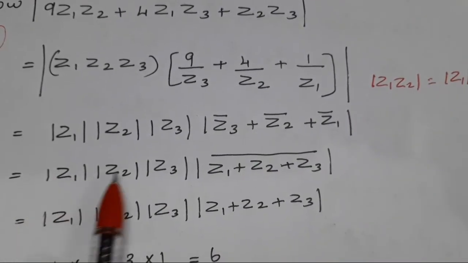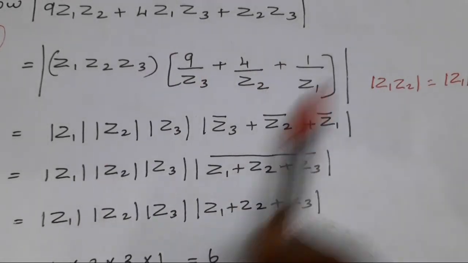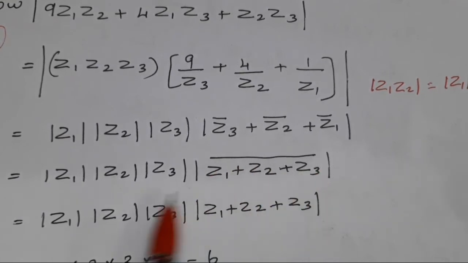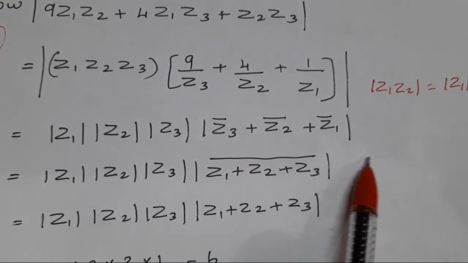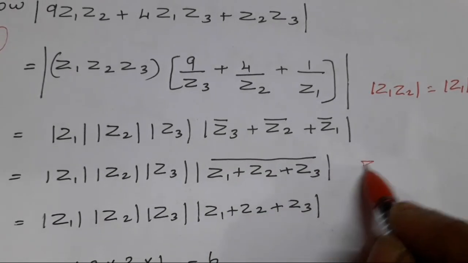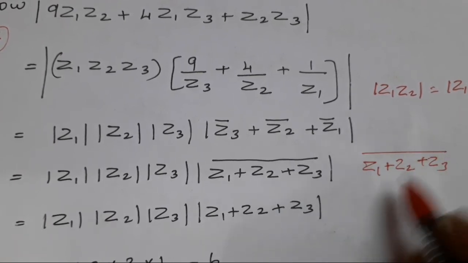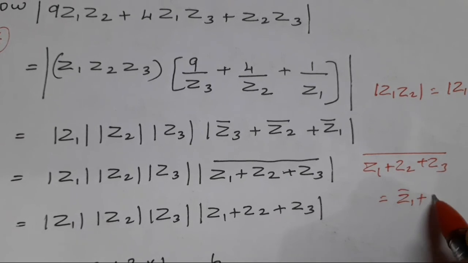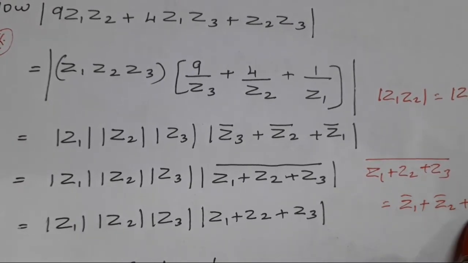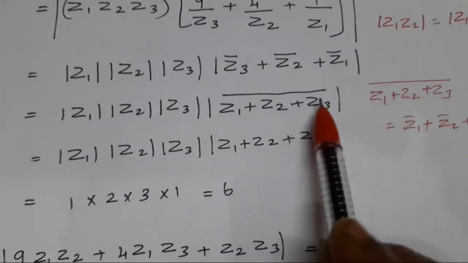So modulus of Z1 bar, modulus of Z2 bar, modulus of Z3 bar. Substituting the value for all three equations, we get Z1 plus Z2 plus Z3 the whole bar. We remember that Z1 plus Z2 plus Z3 the whole bar is rewritten as Z1 bar plus Z2 bar plus Z3 bar. Similarly, Z1 bar plus Z2 bar plus Z3 bar is rewritten as Z1 plus Z2 plus Z3 the whole bar. So we rewrite this step.